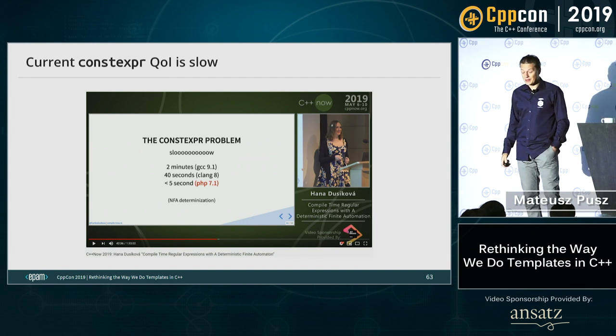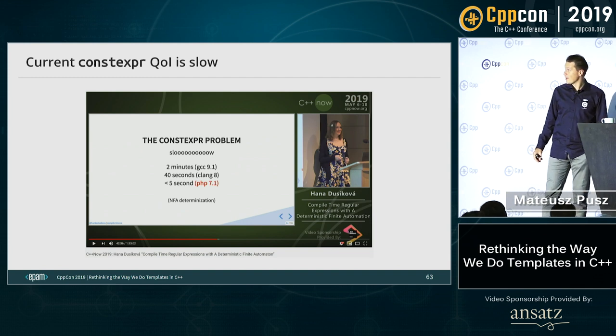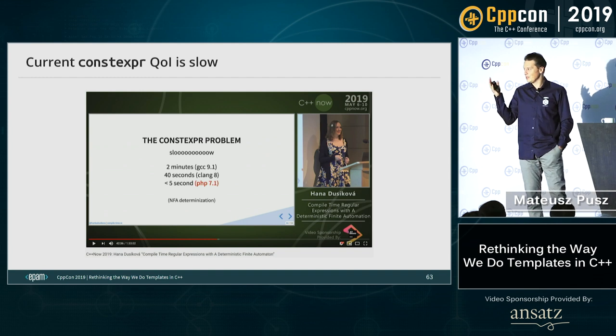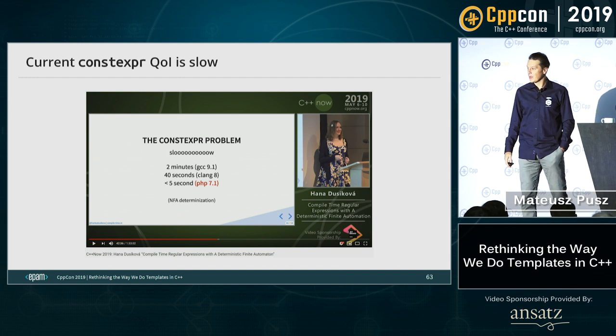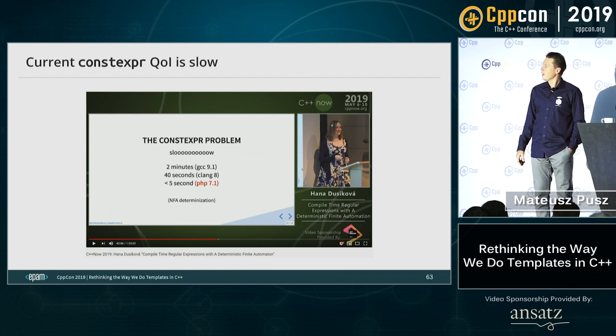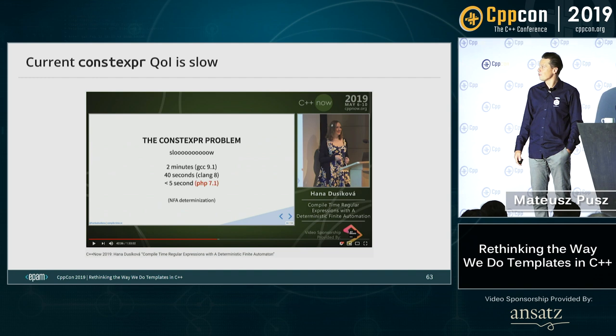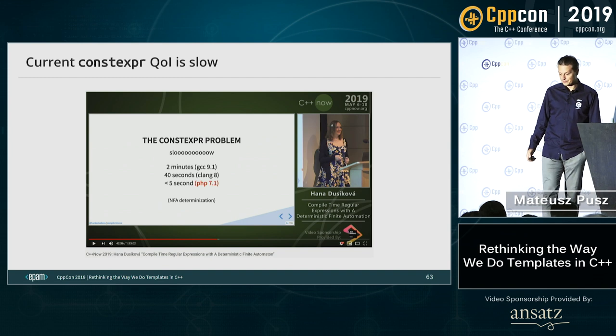We hope that compiler vendors, being pushed by people like Hana, Louis, Odin, or me, will find some ideas to speed up execution of constexpr during compile time. Maybe there will be JIT, maybe there will be some other solutions. I hope the performance of constexpr evaluation will improve in the next releases.